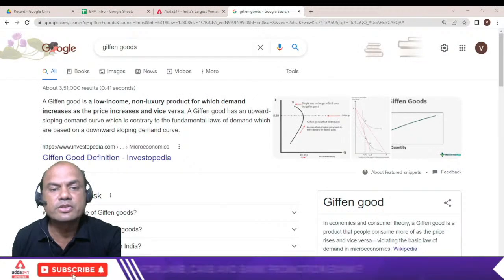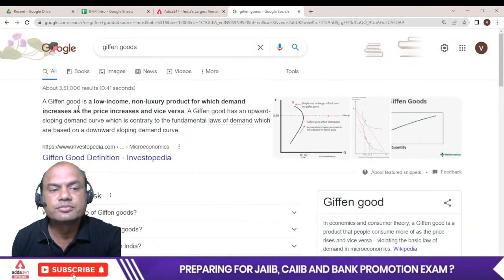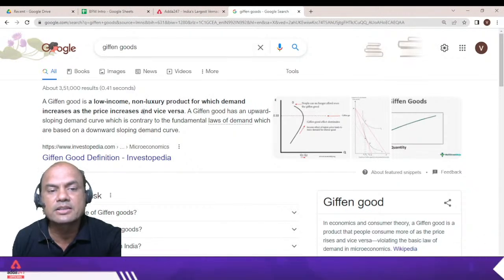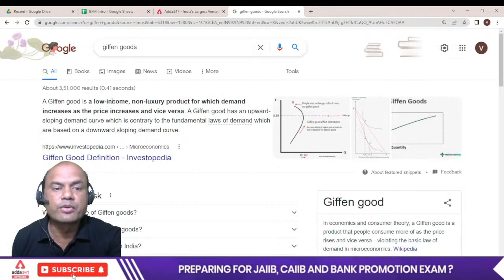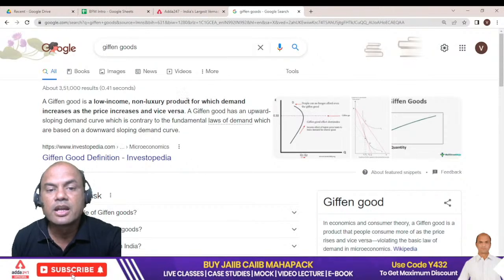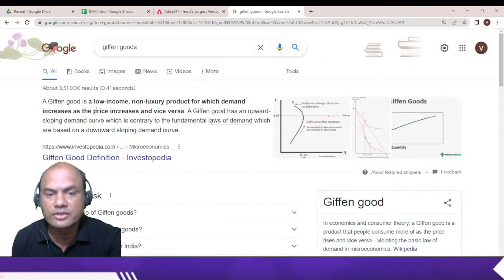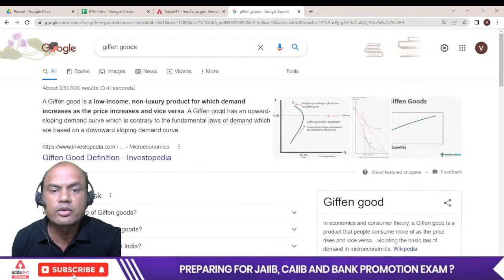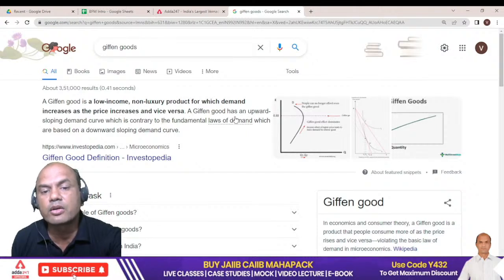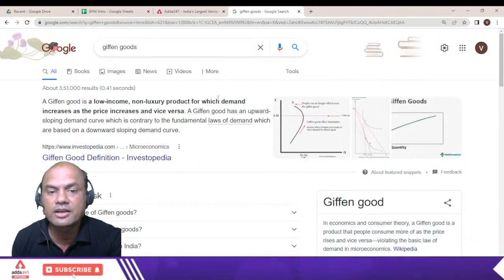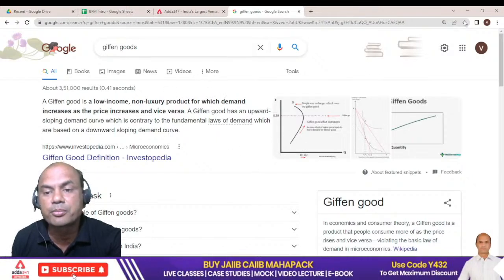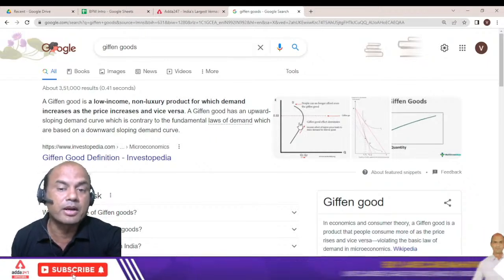See this. Giffen goods is a low income, non-luxury product for which demand increases as the price increases and vice versa. Means what? Low income, non-luxury. Low income means necessities. Demand increases as the price increases. A Giffen good has an upward sloping demand curve, which is contrary to the fundamental law of demand. What does the law of demand state? That the demand curve will slope downwards, isn't it? But for Giffen goods, the curve slopes upwards. That is the important part.